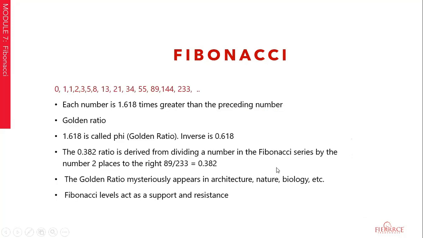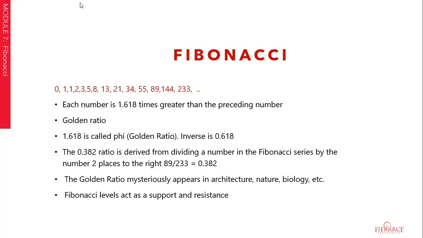Now, these numbers occur everywhere, okay? And what you also notice is each number is 1.618 times greater than the preceding number. So just take out your calculator, especially those fancy ones that have extra functions. If you do your math, you'll be able to get 1.618 every time you divide a number by the one before it. So if you multiply 1 times 1.618, you should get 2 rounded off. If you multiply 3 times 1.618, you should get 5 rounded off.